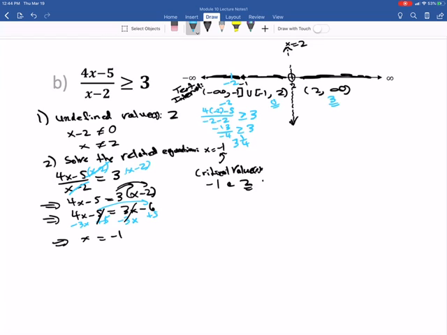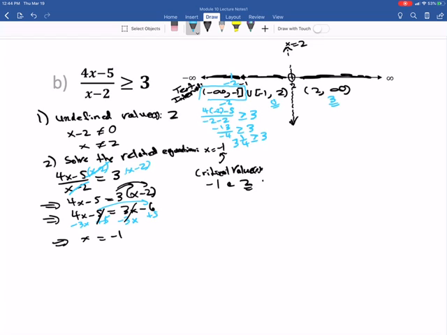Right? We write it as a mixed number. 4 goes into 13 3 times with 1 left over. Well, that's greater than 3. True. We want it to be greater than or equal to 3. So that's a solution, and we need to include that in our solution set.